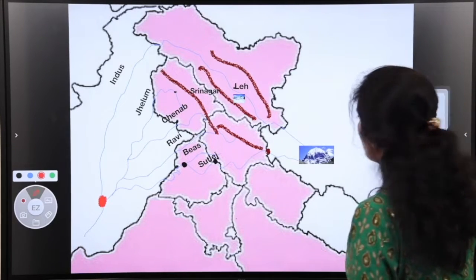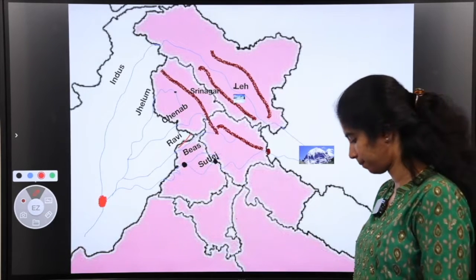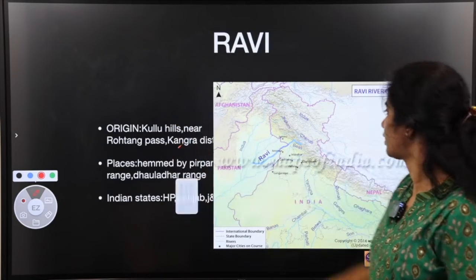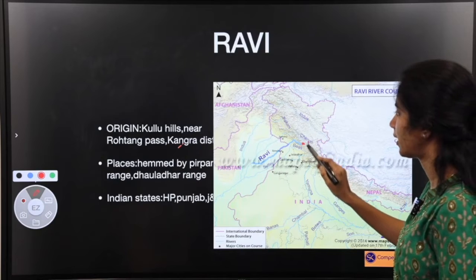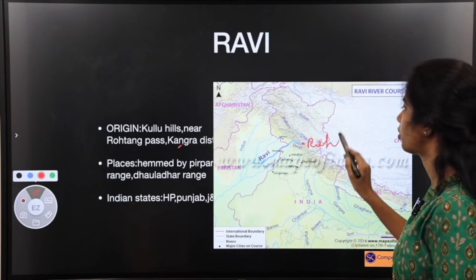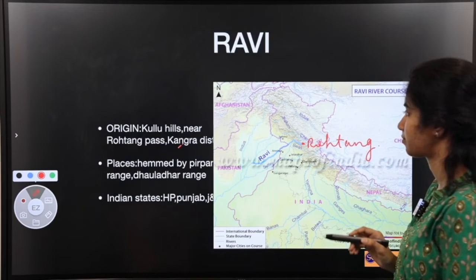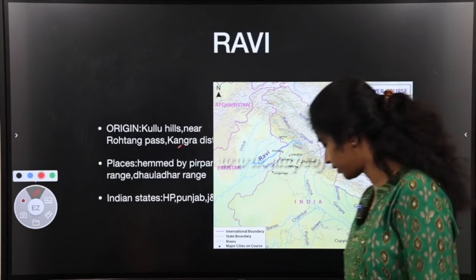Next we are going to see about another tributary, river Ravi. So where is this river Ravi originating? It is originating in Kulu Hills near Rohtang. This is Rohtang Pass, near Rohtang Pass in Himachal Pradesh. And it's hemmed by Pir Panjal and Dhauladhar range.